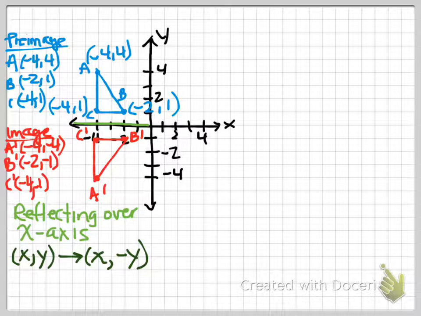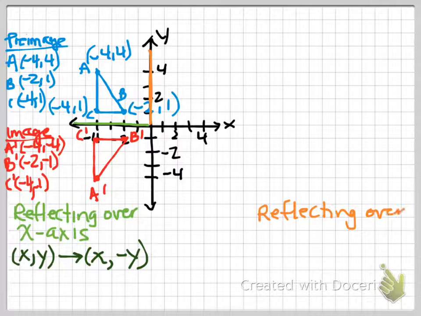So let's take this drawing, let's keep it, but now let's change our line of reflection. Let's reflect our pre-image over the y-axis. So this is our job now, is we're going to be reflecting over the y-axis. So what do you guys predict might happen to the coordinates this time?